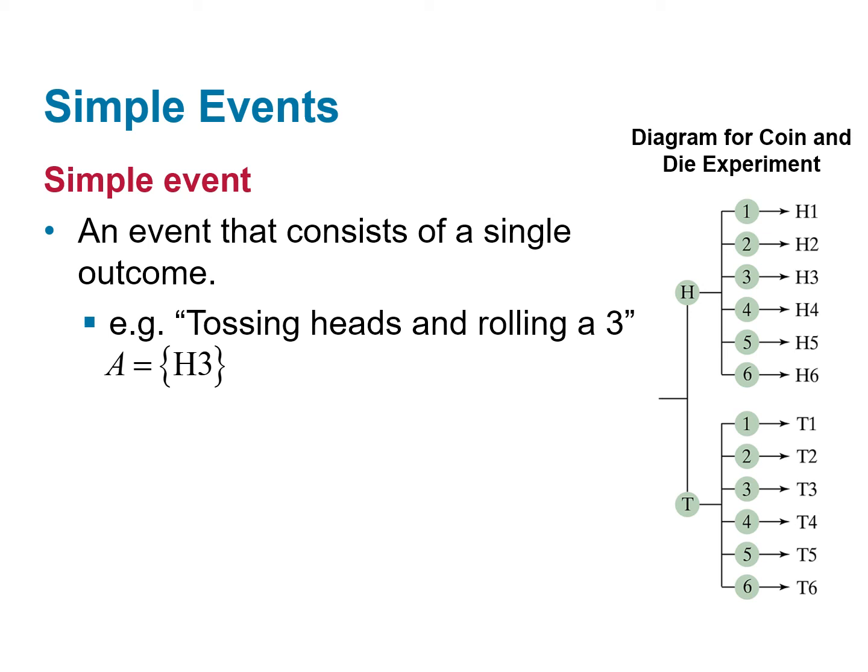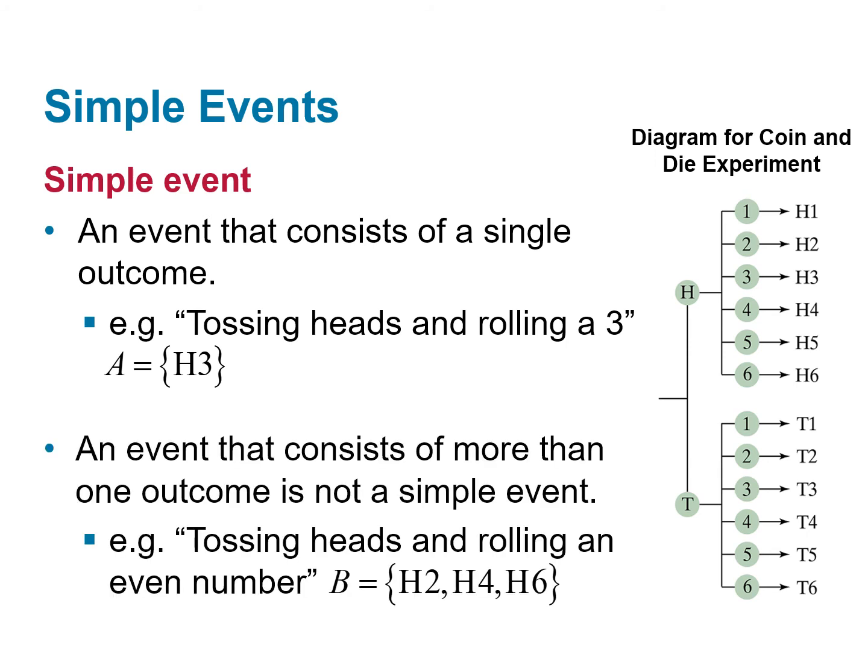Well, we're going to look at the event of tossing a head and rolling a 3. We call that event A. Well, there's only one possible way we can toss a head and roll a 3 out of the 12. So that is a simple event.